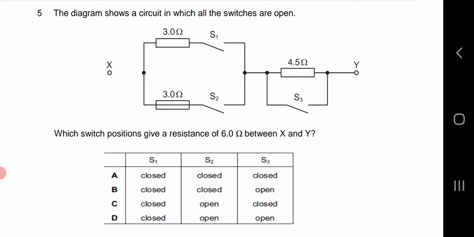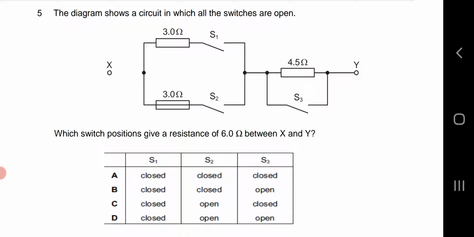Question number 5. The diagram shows a circuit in which all the switches are open. Which switch position gives a resistance of 6 ohm between X and Y? So if you consider this figure carefully, then if you close the switches S1 and S2, then 3 ohm and 3 ohm will be in parallel combination and their effective resistance will be 1.5 ohm. And if you open the switch S3, then 4.5 ohm will be in series with that 1.5 ohm, and the total resistance at XY will be 6 ohm. So the correct option in this case is option B.